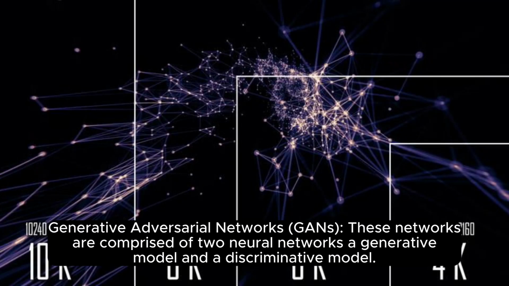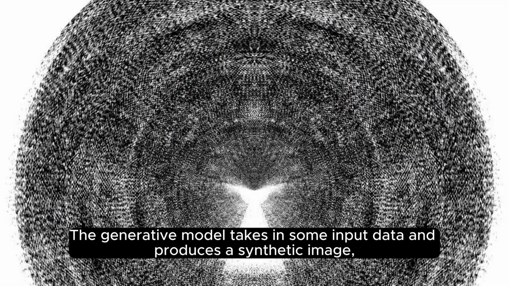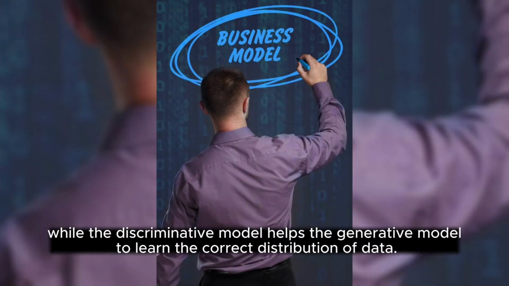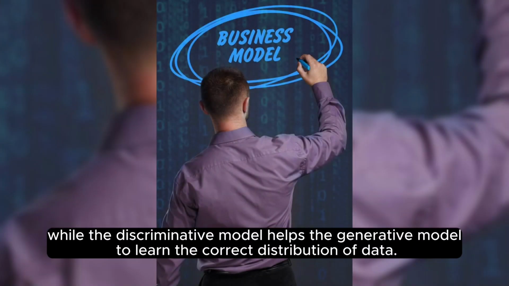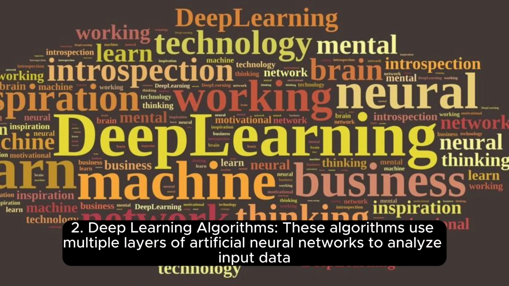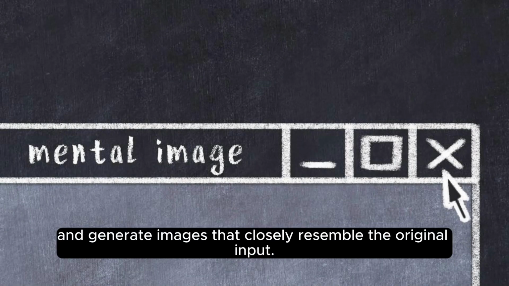1. Generative adversarial networks, or GANs. These networks are comprised of two neural networks, a generative model and a discriminative model. The generative model takes in some input data and produces a synthetic image, while the discriminative model helps the generative model to learn the correct distribution of data. 2. Deep learning algorithms. These algorithms use multiple layers of artificial neural networks to analyze input data and generate images that closely resemble the original input.